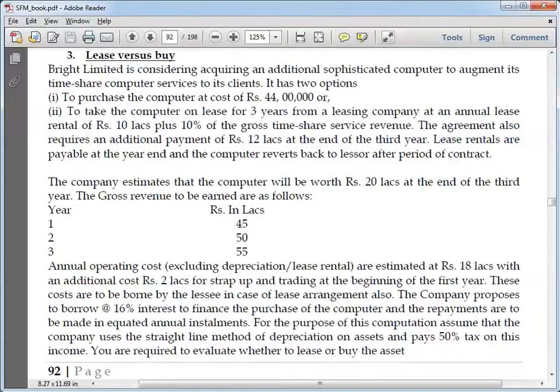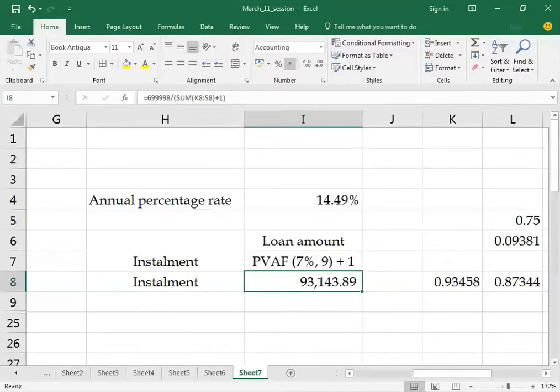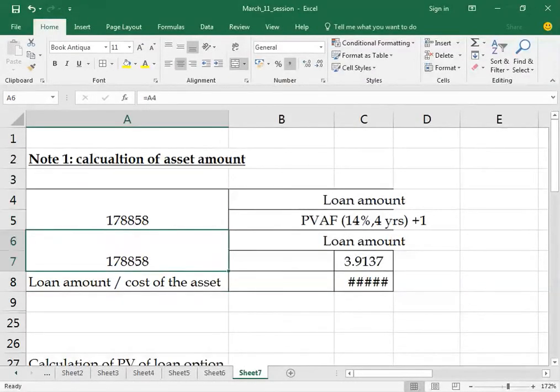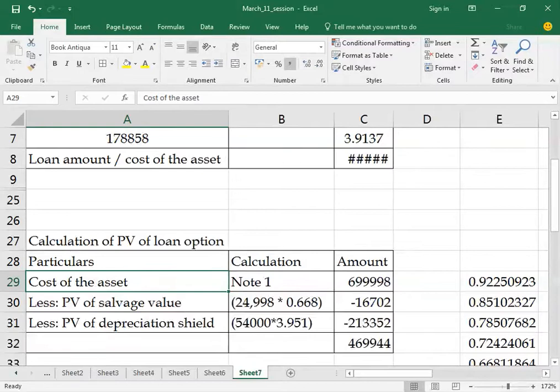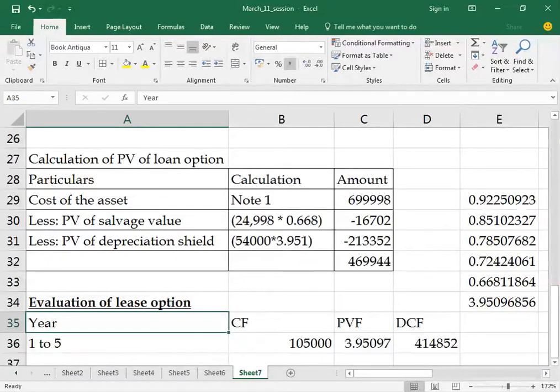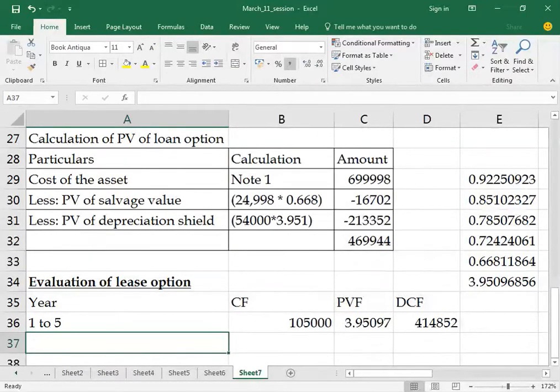Now the decision is not whether to take this computer or not. The decision is how do you take the computer. For that to be answered, I'll write only these things: cost of the asset, present value of salvage value, present value of depreciation sheet, year, cash flow, PVF, DCF, whatever is the lease rental you pay. That's all. Nothing beyond this.